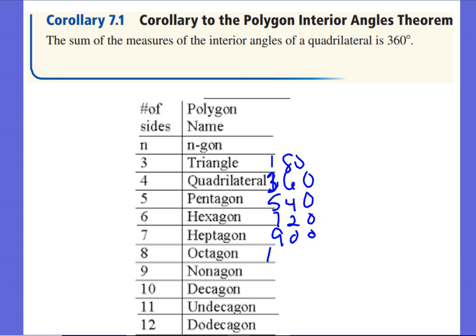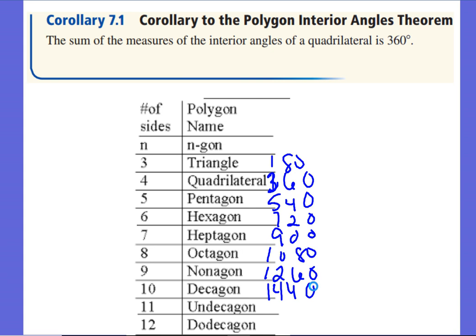For our octagon, we add another 180 for 1080. Our nonagon, we end up adding another 180. We get 1260. We add another 180, and we get 1440. For one more 180, we get our undecagon.